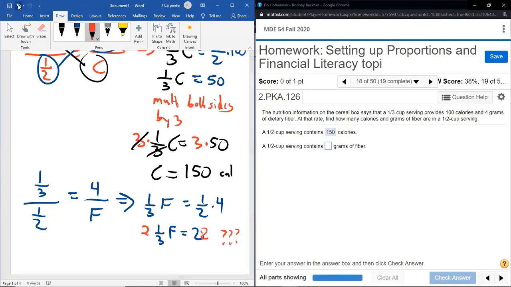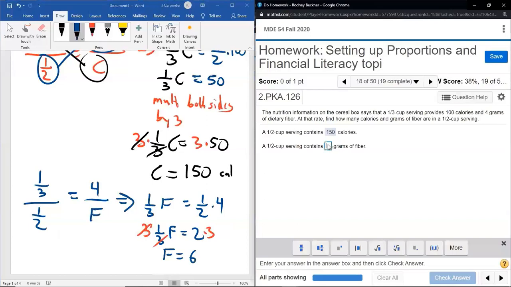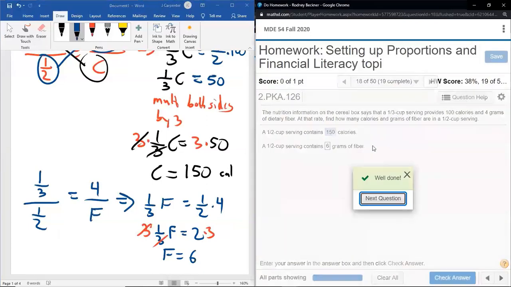This is a case of we got to be careful and pay attention. You know I love to do those. So that 3 is a denominator, is the denominator, so that's why we multiply both sides by 3. So those 3's will cancel, giving us our answer of F is equal to 6. Let's see if it's right. Remember, that would be 6 grams of fiber, and it is.